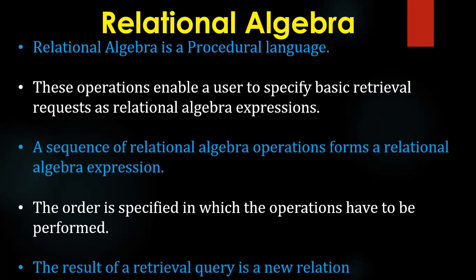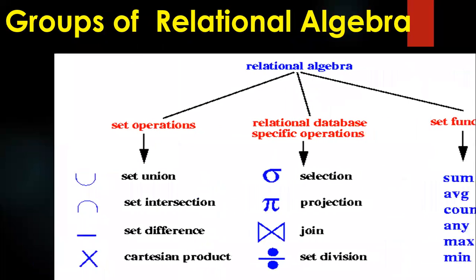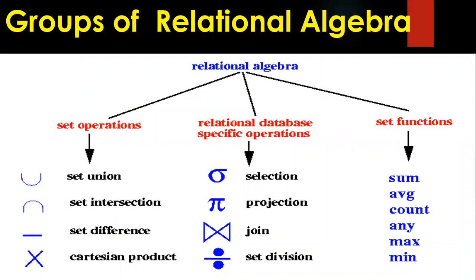One more interesting concept of relational algebra is that it takes a relation as input, and after retrieving the data, the result of the query is also a new relation. These relational algebra operations are grouped mainly into three groups: set operations, relational database specific operations, and set functions. Now we'll see which operations come under set operations, set functions, and relational database operations.